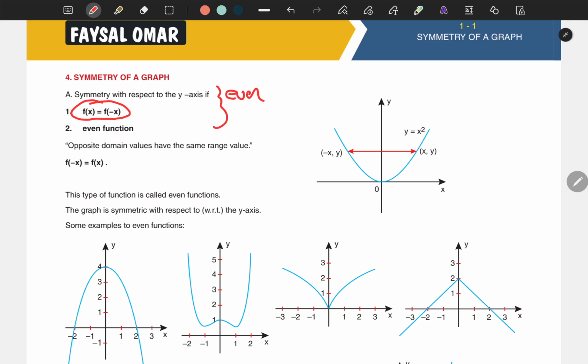And what is the meaning of this rule? Which means, for example, if I have an x and y, we say opposite domain, same range. Yani, opposite x value, same range value. What do I mean? Let me give an example. If I have 1 and 2, if I say that this is an even function, x will be opposite, y will be same. Okay, I call this one even function.